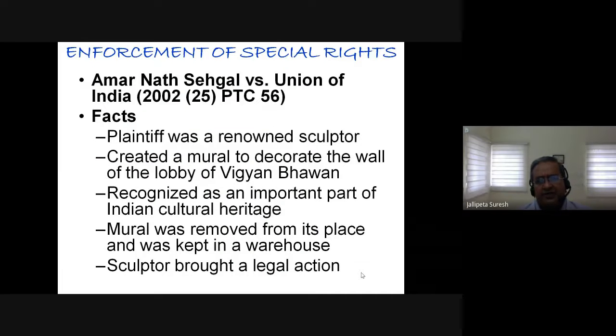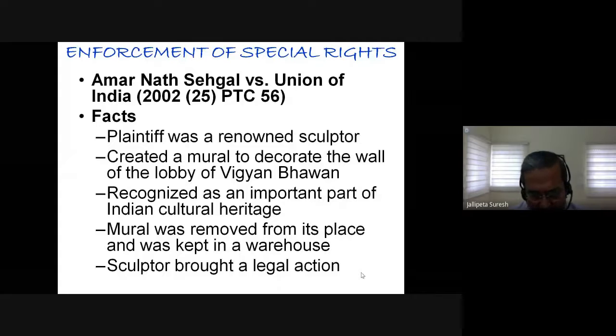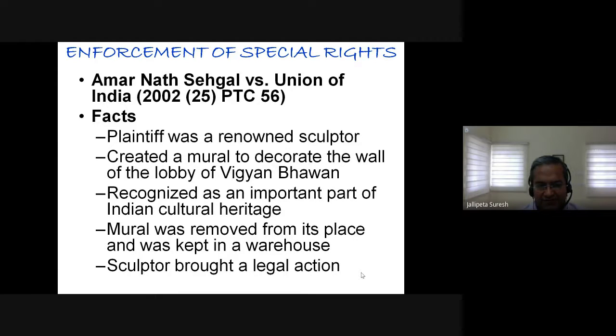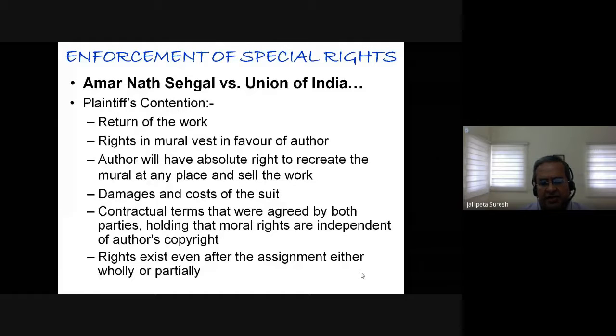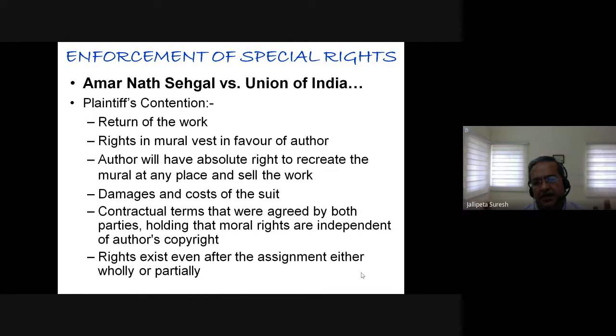Now, there was a fire accident in Vignan Bhavan. During that time, they removed this mural and kept it in a warehouse. When the sculptor knew about this, he brought a legal action against the government of India. The case was filed in the Delhi lower court, and then ultimately it went to the Delhi High Court.